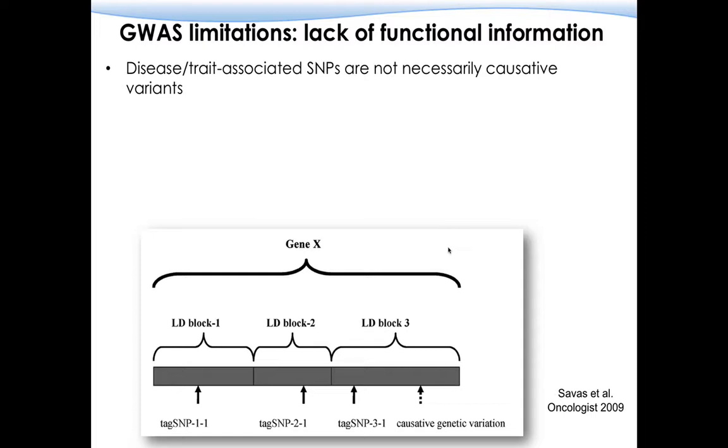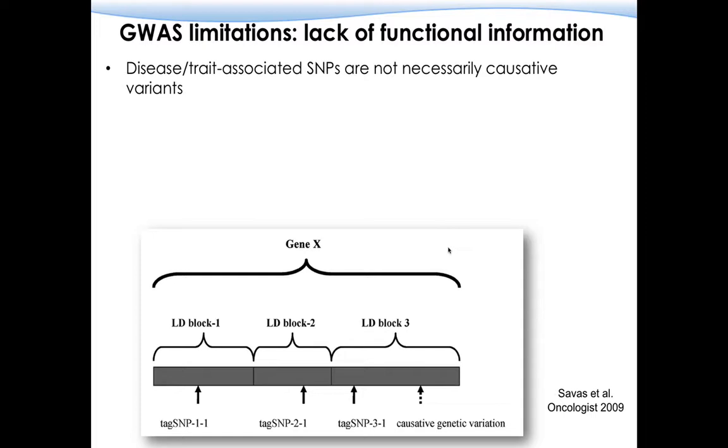LD stands for linkage disequilibrium. Within this block, there are many different SNPs, but because of evolution, these SNPs always come together. Evolutionarily, they are conserved, which means if we know this SNP, we will know this SNP as well. If we know the genotype at this location, we will also know the genotype at this location. Everything within this is linked together.